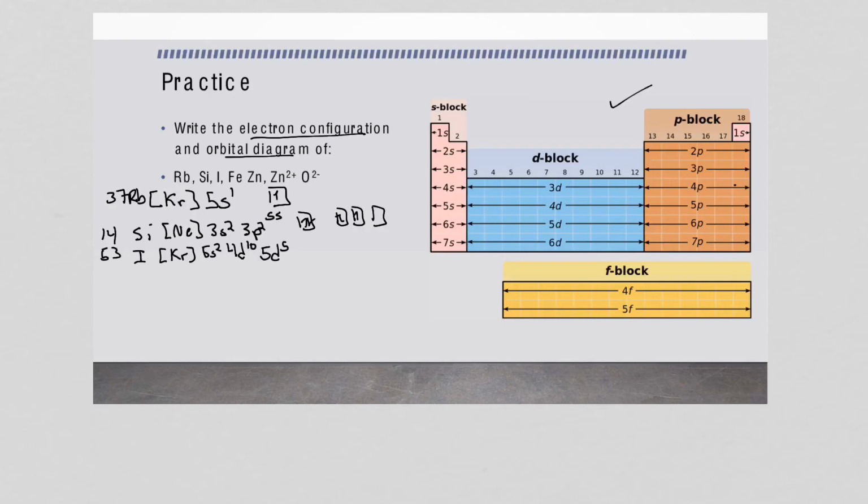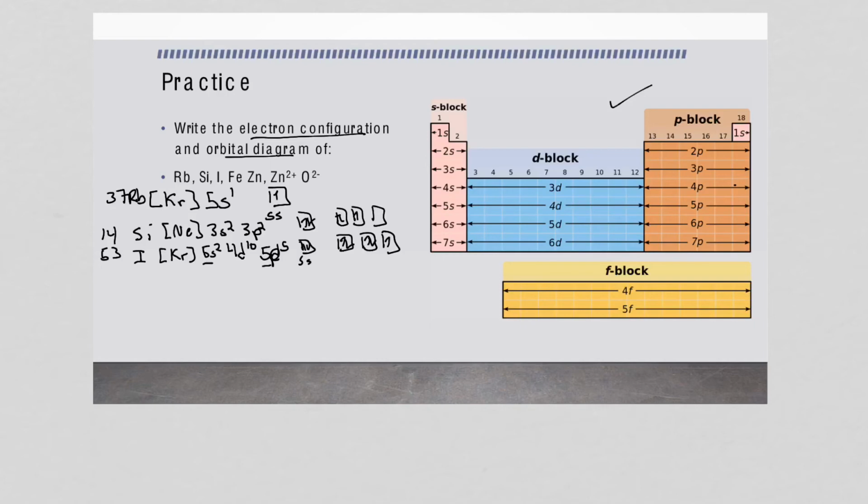Now, to write out the orbital diagram, typically we would just write out the s and the p orbitals. So we would write out the 5s and the 5p, and again 1, 2, 3, 4, 5. And we can keep going with these.